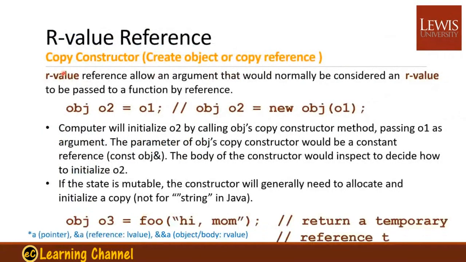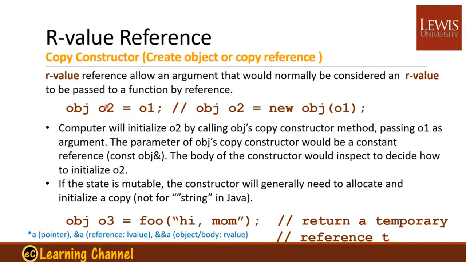R value reference. An R value reference allows an argument that would normally be considered an R value. So we can do this. O2, object 2, is a left-hand side value. And this actually is a copy constructor. So we copy object 1 and then create a copy for object 2.